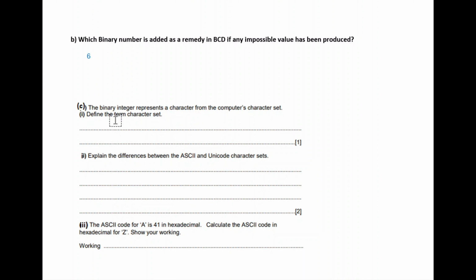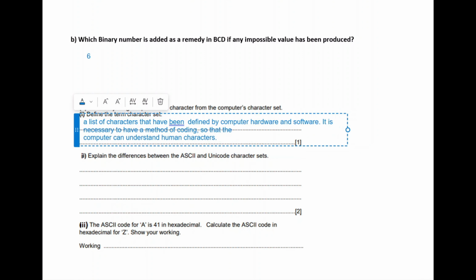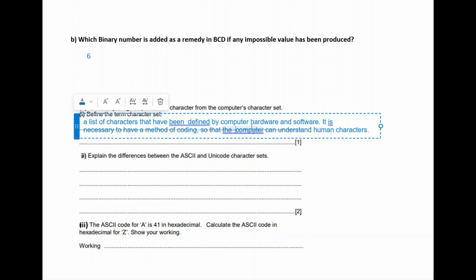The next question is: the binary integer represents a character from the computer's character set. Define the term character set. Now, what is a character set? Basically, it is the system of representing languages, so it can be text, number, data, symbol, or any emoji. When you are representing different languages using different characters, that is basically your character set. Technically, we can define it as a list of characters that have been defined by computer hardware and software, and it is necessary to have a method of coding so that the computer can understand human characters, right?